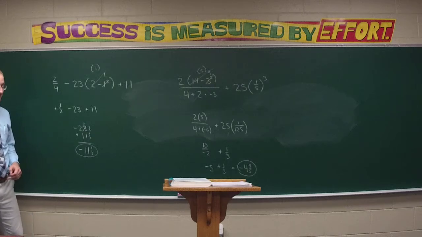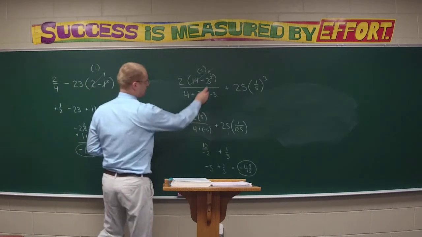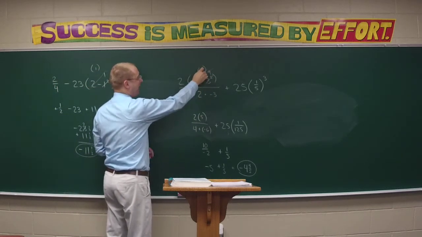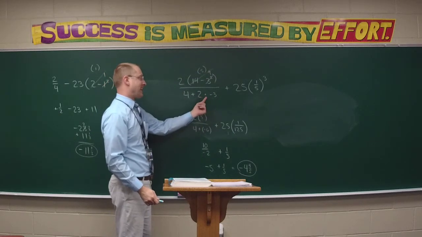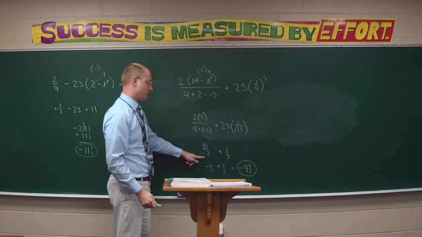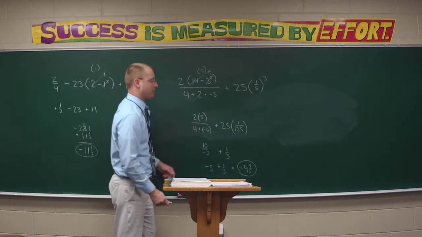Questions? Looking at the next one, I started by squaring the 3 to get 9, subtracting to get 5, so that my numerator is now 2 times 5, which became 10. Here I multiplied to get a negative 6, and then 4 plus negative 6 gave negative 2. It ends up dividing to get a negative 5.